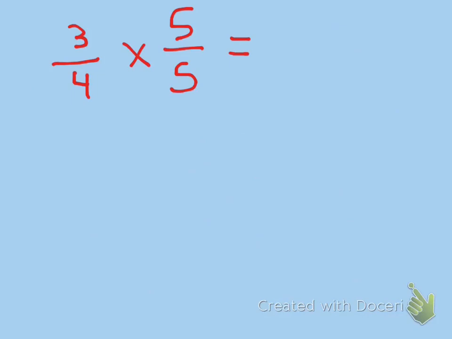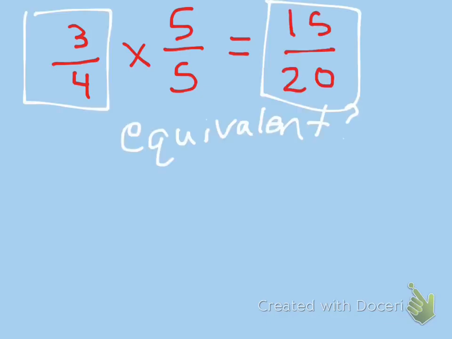Let's look at one more example to see if this always happens or just sometimes. So here I have 3/4 times 5/5. We want to see if we will get an equivalent fraction for the product, the answer. So 3 times 5 is 15, and 4 times 5 is 20. So I get 15/20. Are 3/4 and 15/20 equivalent?